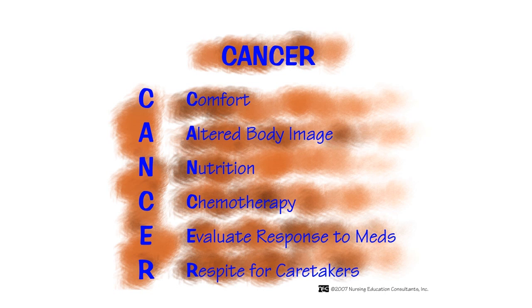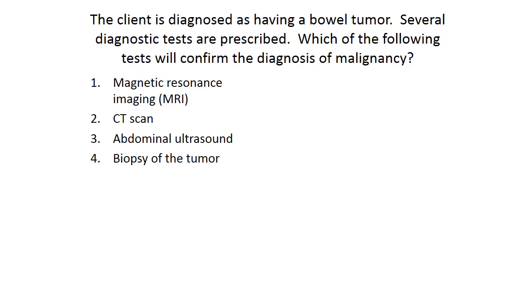And then respite for caretakers. If we have a family member who has a patient that they have been taking care of at home, it can get very overwhelming for them, and involving social services and determining whether these patients should possibly have some help at home, whether it be through home health or outpatient services. Respite for caretakers is very important.